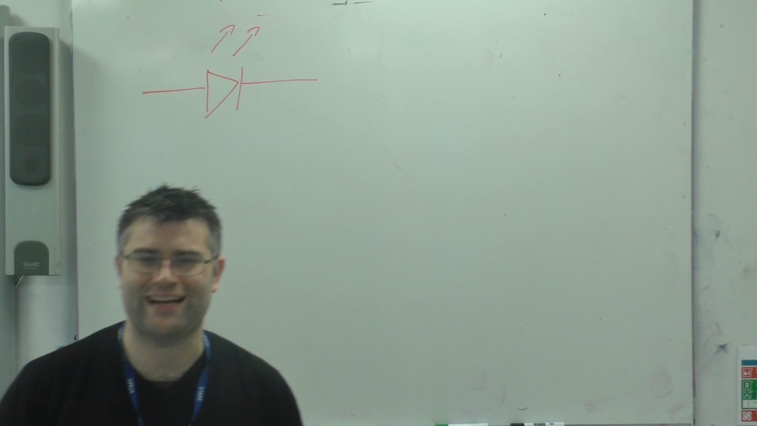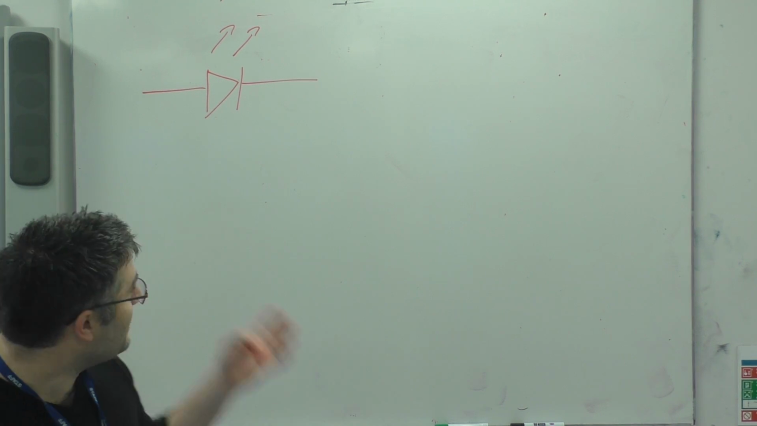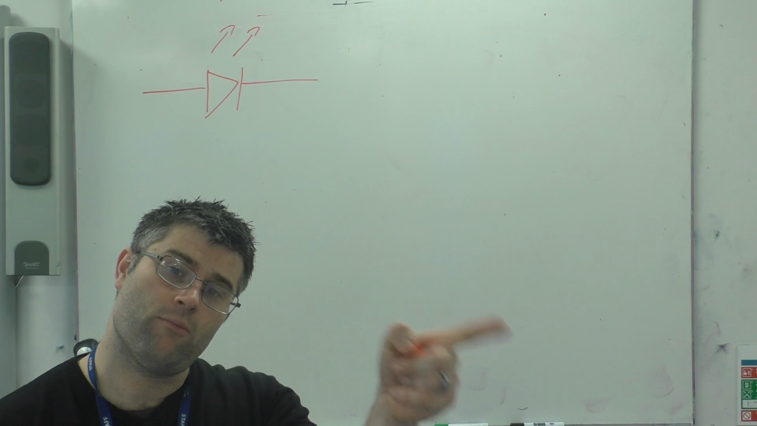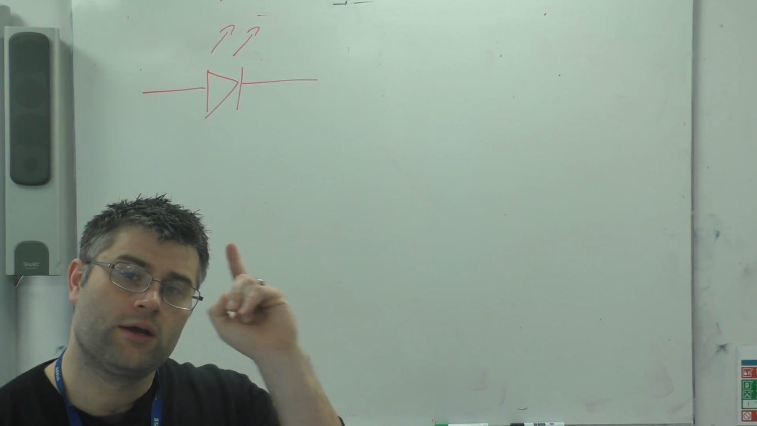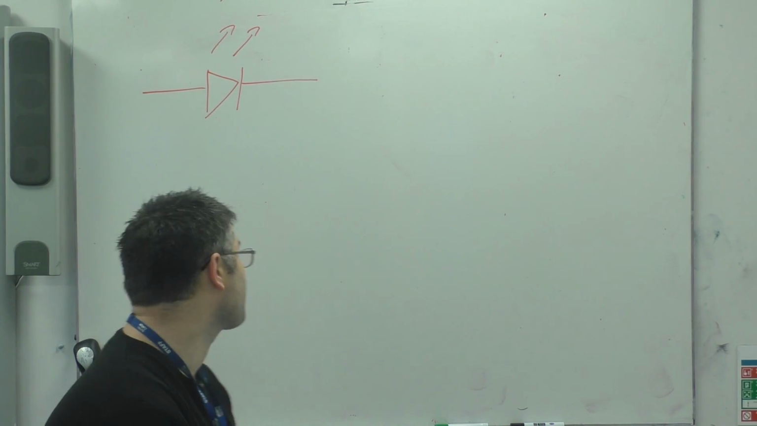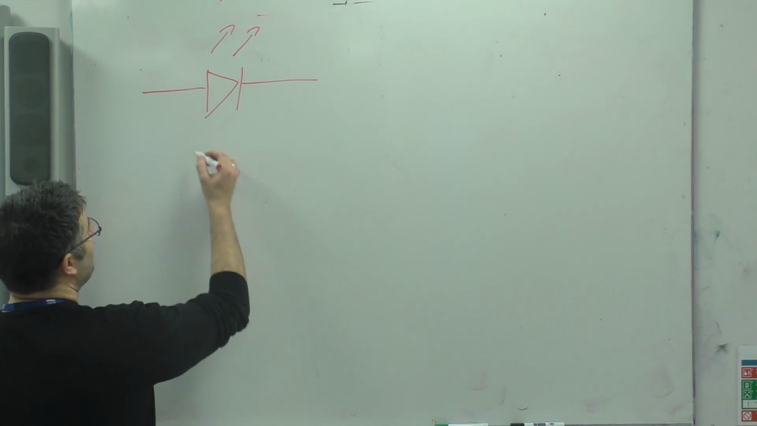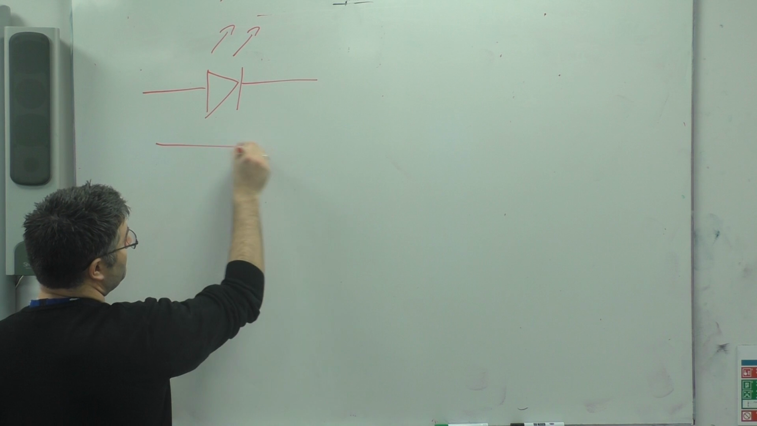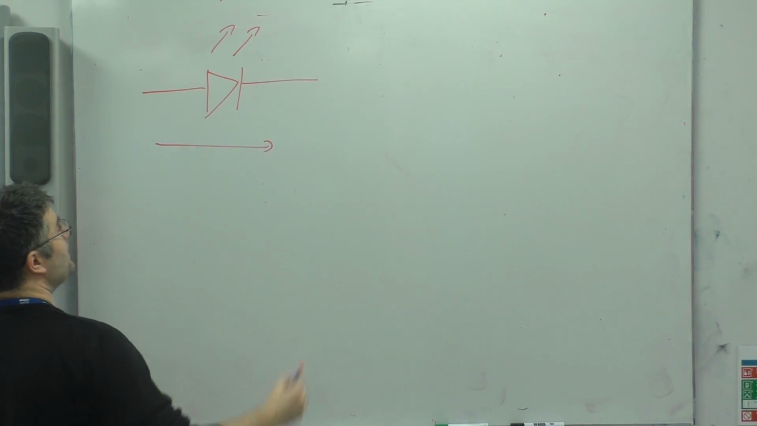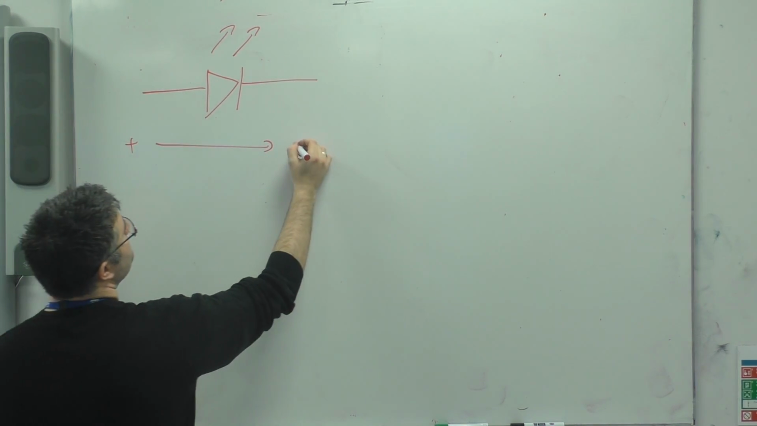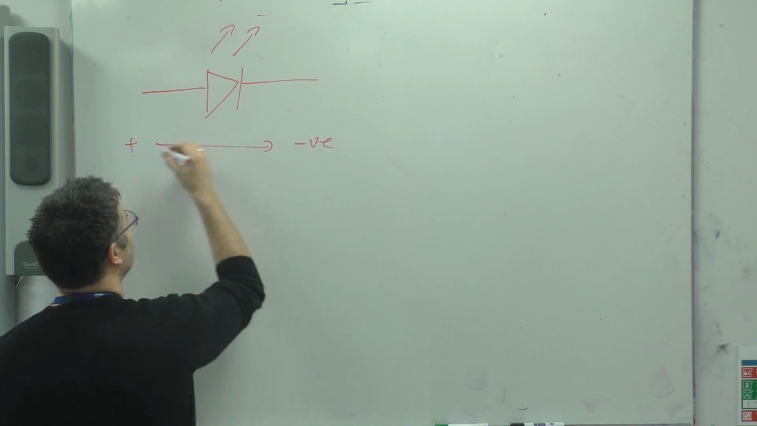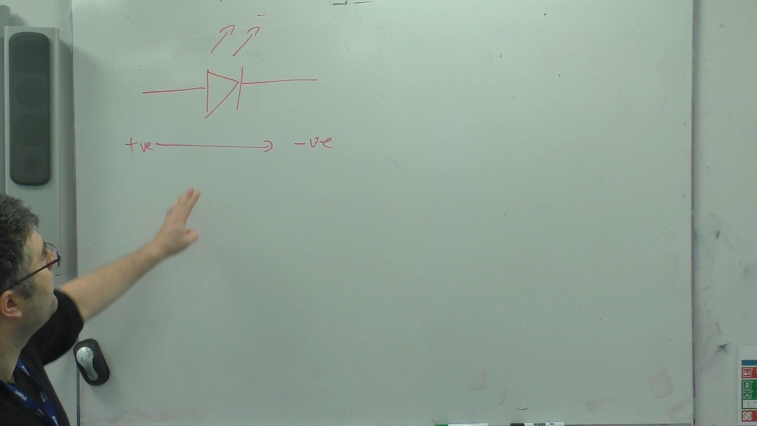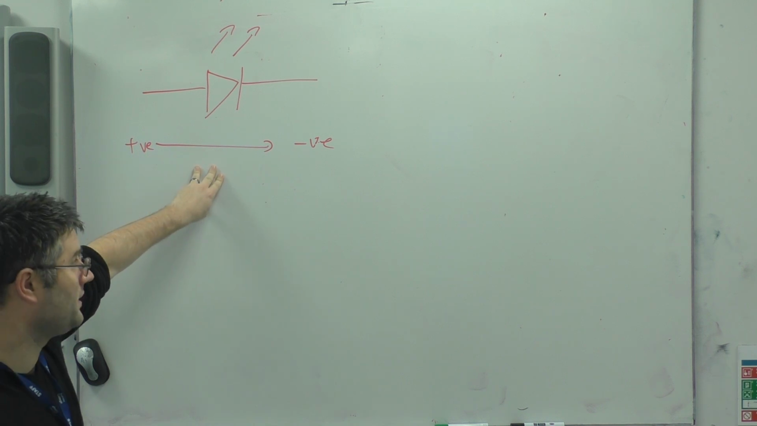First of all, what is a diode? Well, a diode is a component that only allows current to flow in one direction. So the current is allowed to flow in the direction in which the arrow is pointing. So in this case, the current is flowing from positive to negative in that direction. And that's fine, that would work.